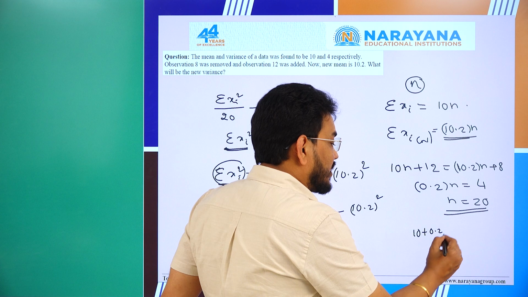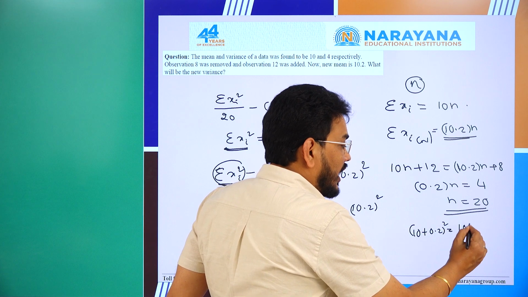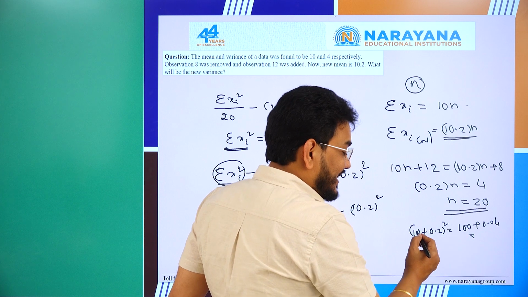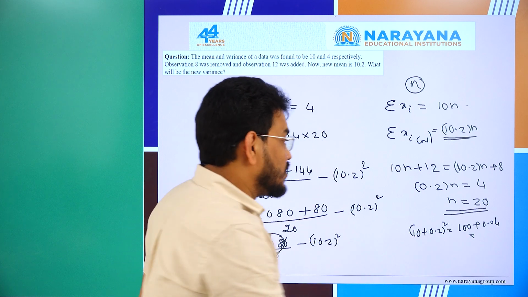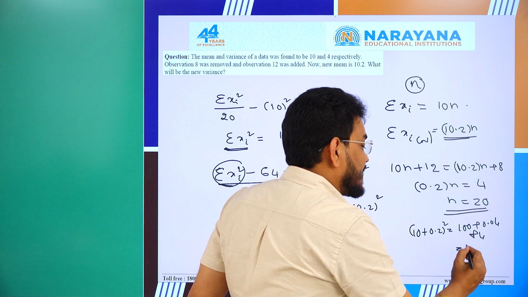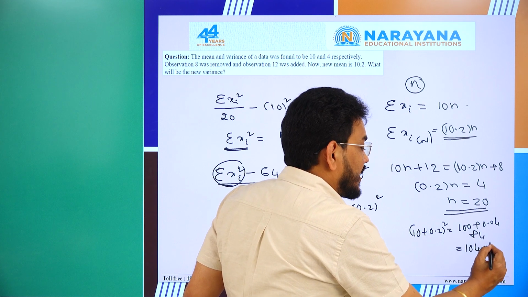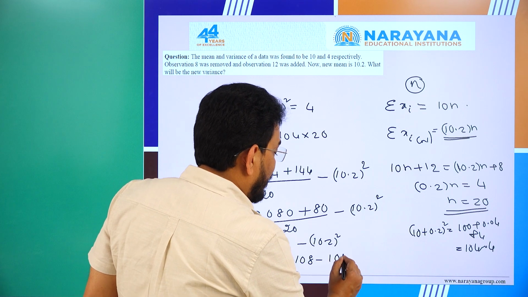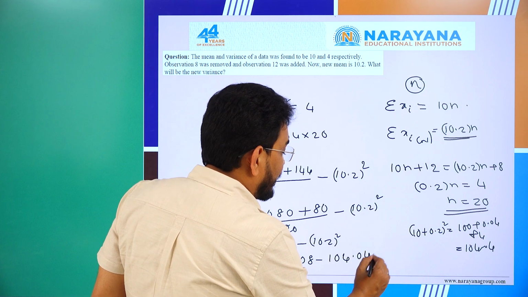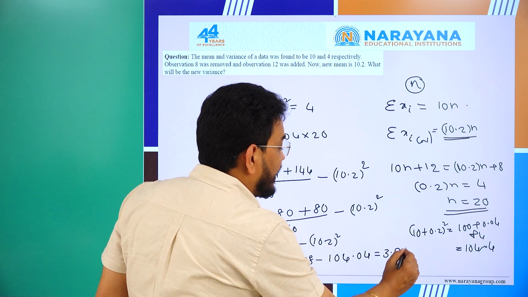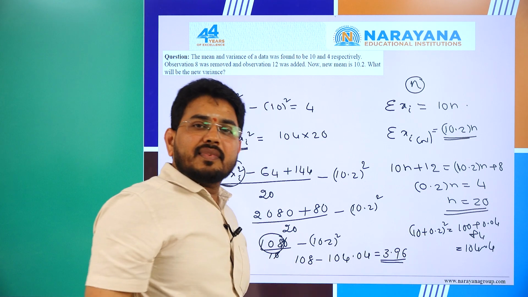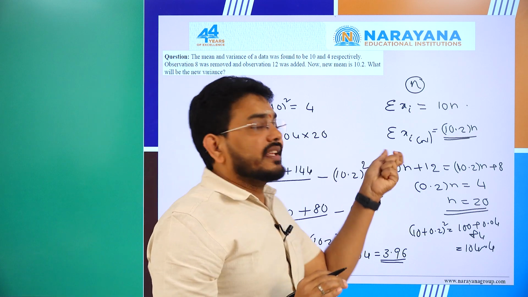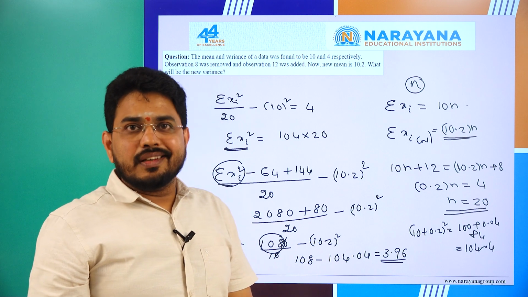10 plus 0.2 whole square is equal to 100 plus 0.04 plus 10 into 0.2 is 2, 2 twos are 4. So this is 104.04. So this is 108 minus 104.04, which is equal to 3.96. So it's only calculation, slowly, steadily calculating these numbers, very much needed.